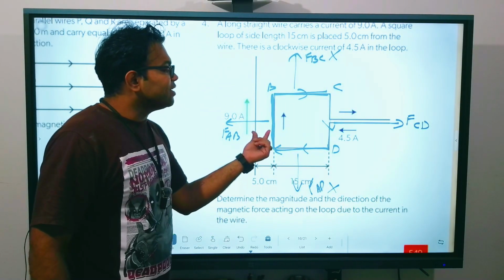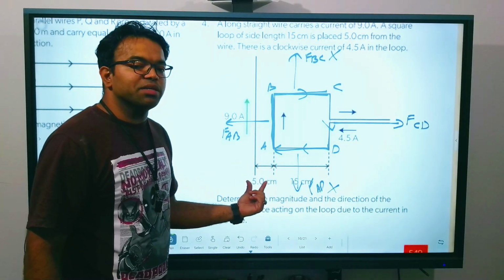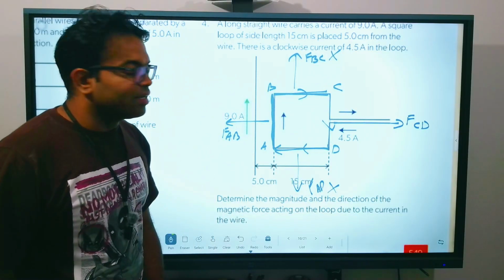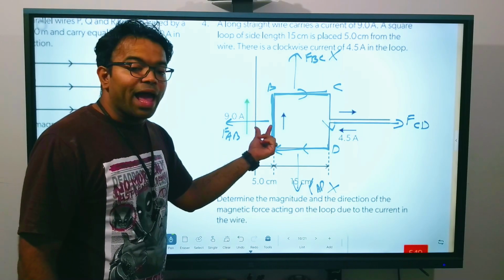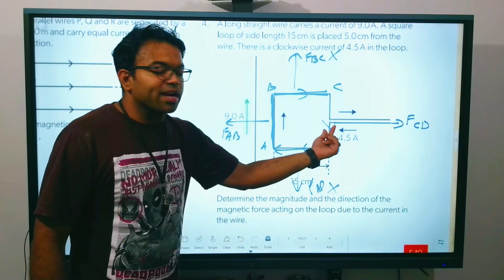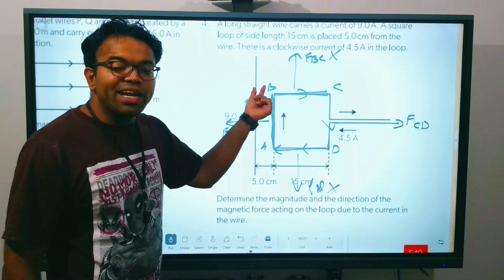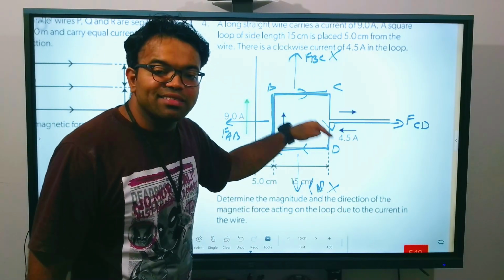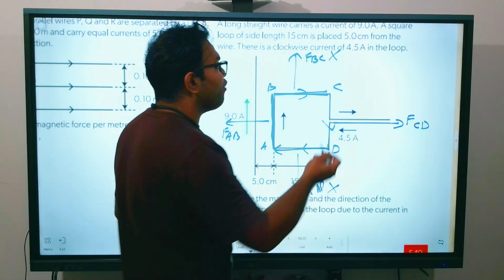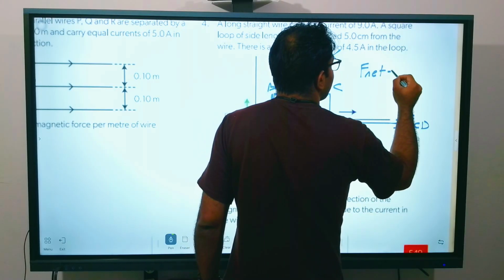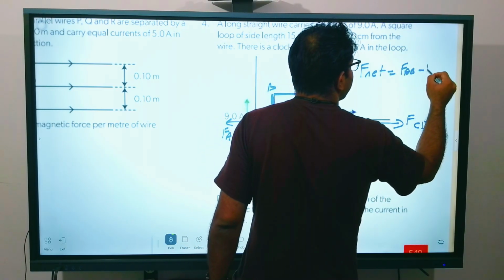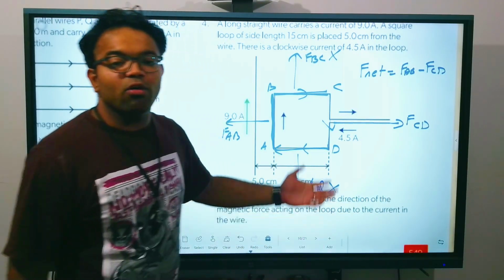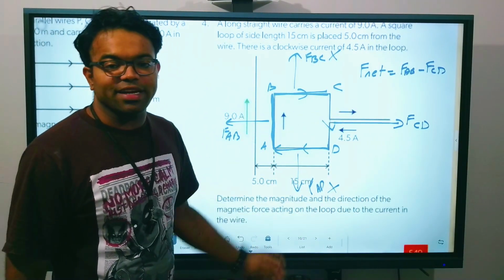Since the distance between these two is only 5 centimeters, and between this wire and this wire is 20 centimeters, more force will be acted upon here, less force will be acted upon this side. So side AB will experience more attractive force, and CD will experience a less repulsive force, due to which F net will become equal to FAB minus FCD. This will be the net resultant force acting on the wire, and the wire will overall move towards the left hand side.